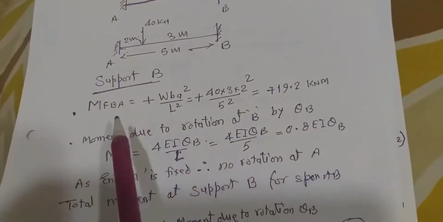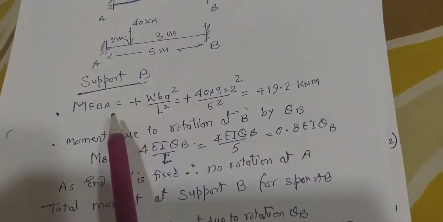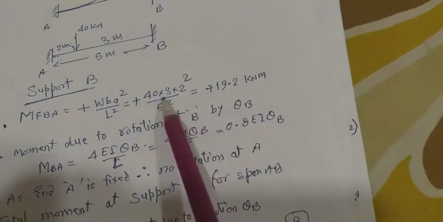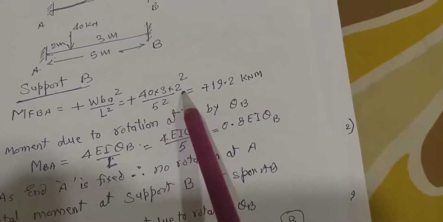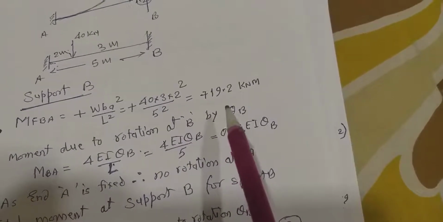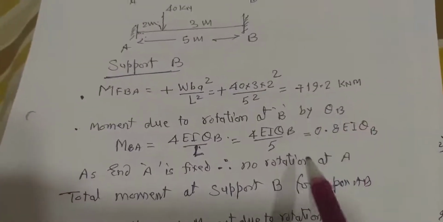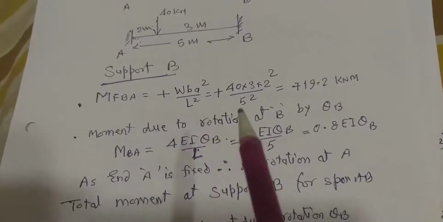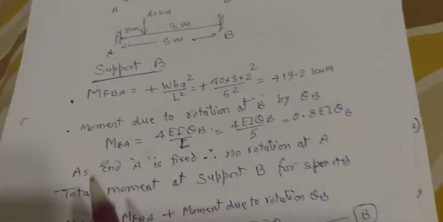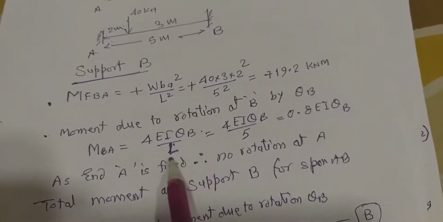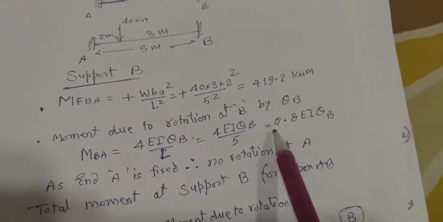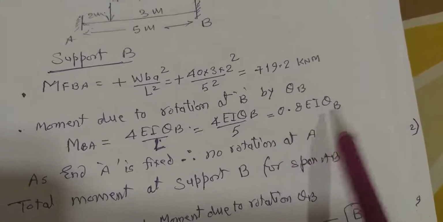So, MFBA, the fixed moment at BA, is plus WBA square upon L square, where B will be 3 and A will be 2. WBA square upon L square comes out to plus 19.2 kilonewton meter. Now, the moment due to rotation at B, as you know very well, is 4 EI theta B by L. Substitute the value of L as 5, it comes out to 0.8 EI theta B.